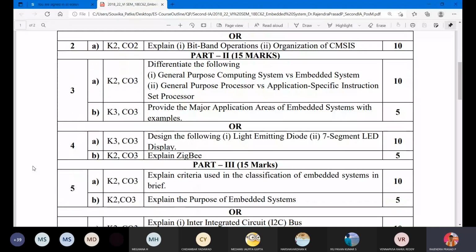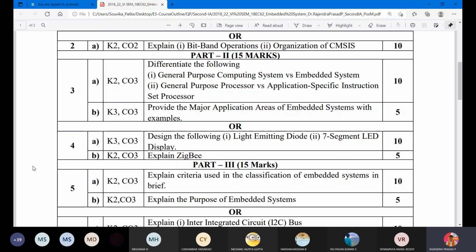In the fourth question, I have asked you to give the design for the following: light emitting diode or a 7 segment LED. For the light emitting diode you need to give the cathode, anode, and circuitry, and explain that. For the 7 segment LED you should write the 7 segment display with segments A B C D E F G H, and explain whether it is active low or active high. And the next question is to explain Zigbee.